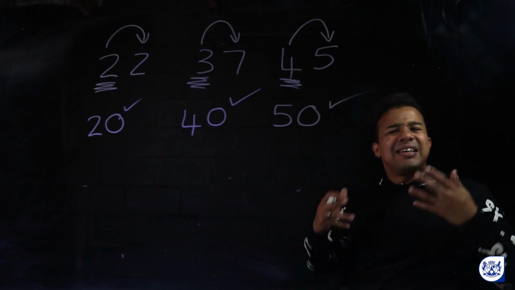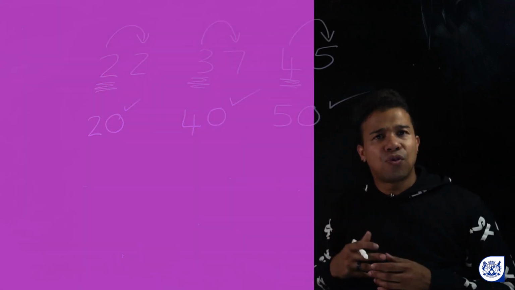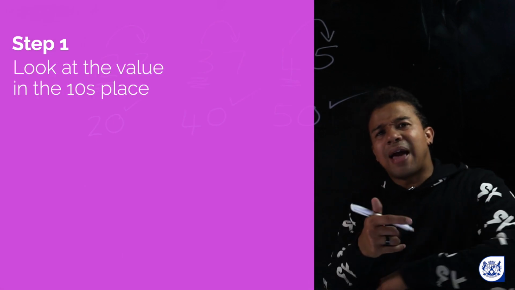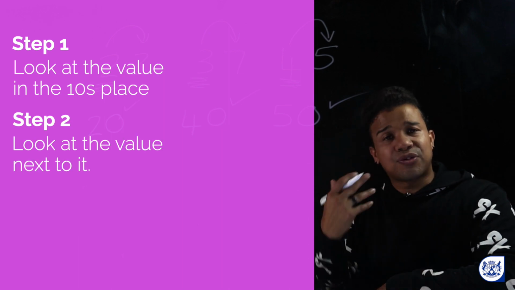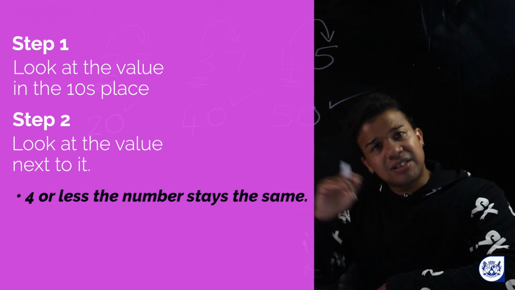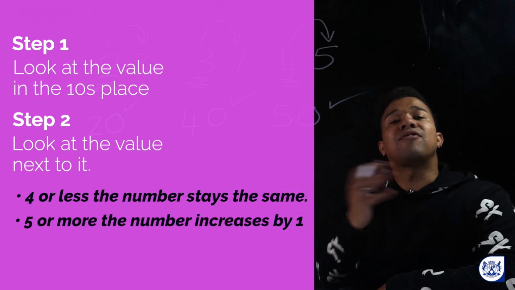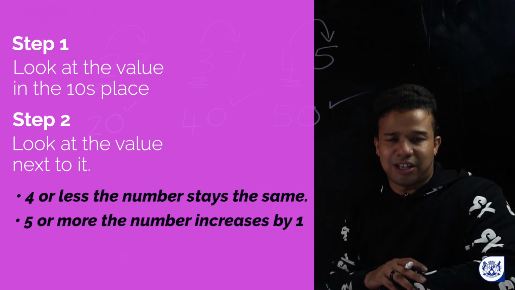And that is the rule that we apply when we're rounding off. Step 1, look at the value in the tens place. The next step is look at the number next to it. If it's 4 or less, the number we are focused on will stay the same. Or if it's 5 or more, it will increase by 1, and then the numbers behind it become 0.